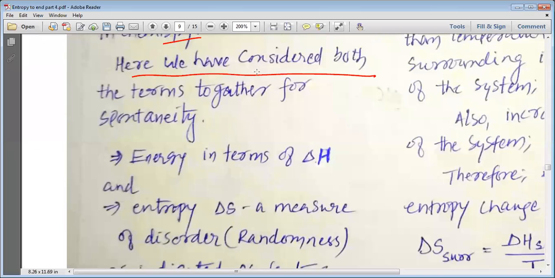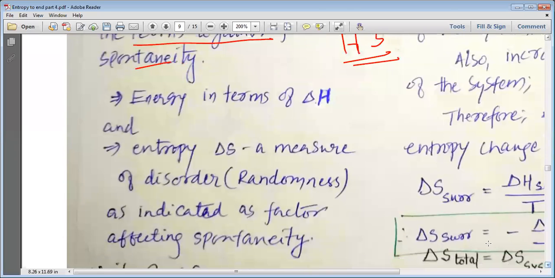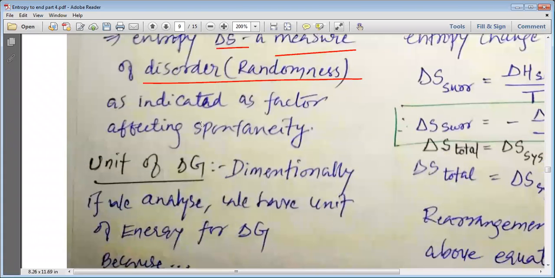Here we have considered both the terms together for the spontaneity, that is, both enthalpy and entropy. So, my dear students, here we are taking into account both the terms, enthalpy and entropy, simultaneously in the Gibbs free energy system: energy in terms of delta H and the entropy in terms of delta S, which is a measure of disorderedness or randomness of the system. So these are the factors affecting the spontaneity.